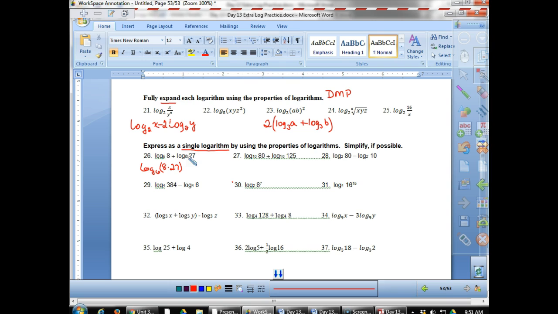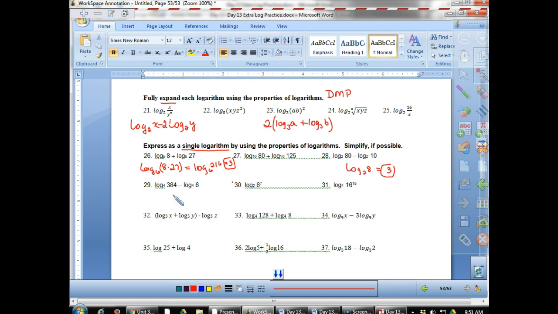So 8 times 27, we are going to get 216. And then from your table, you'll know 216 to the 3rd power. So this is going to be log base 6 of 216, and that's going to be a 3. This is your answer. On 28, I'll do log base 2, and it'll be 80 divided by 10, which is going to be an 8. This is going to be a 3 right here.